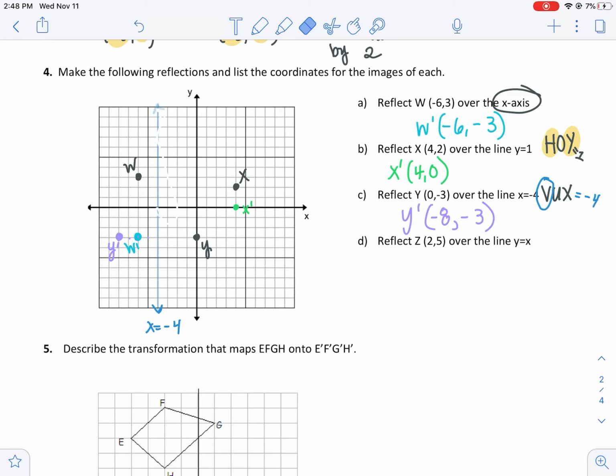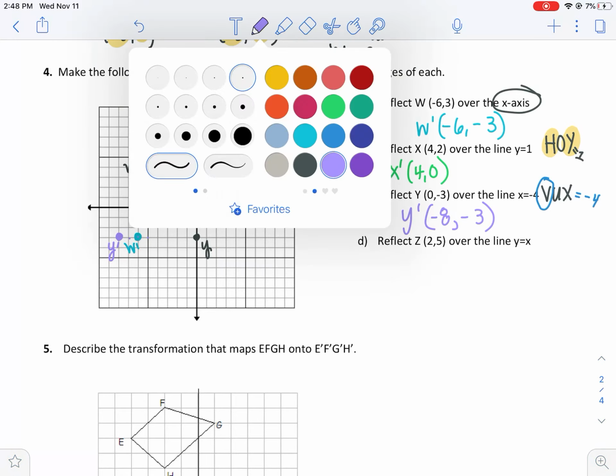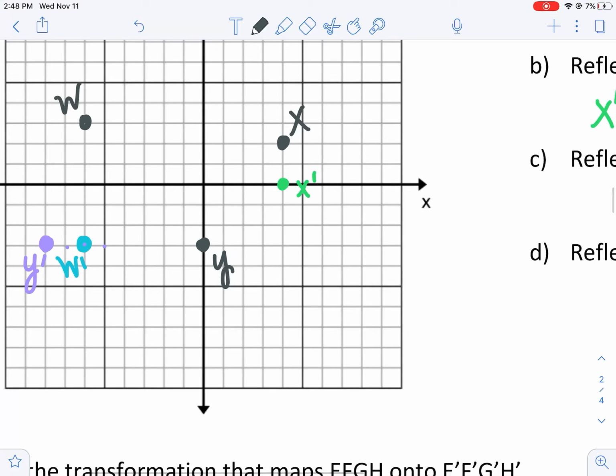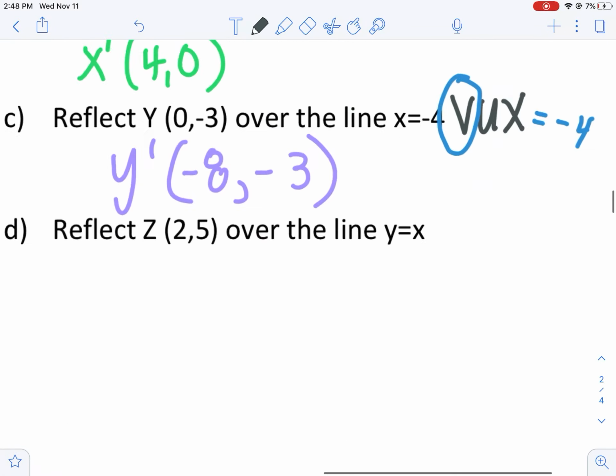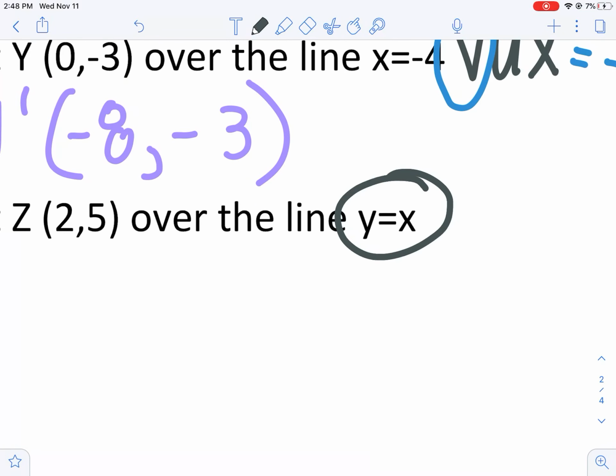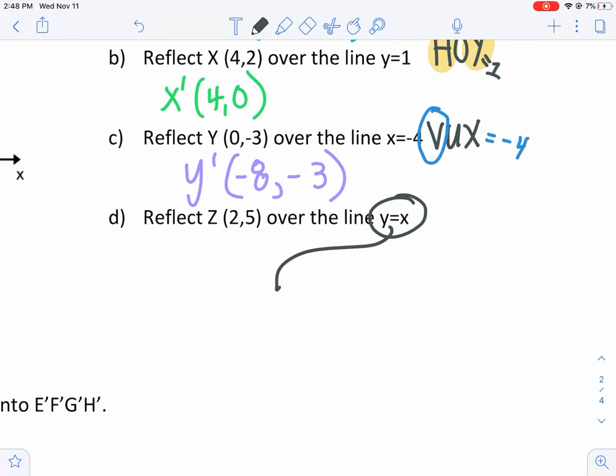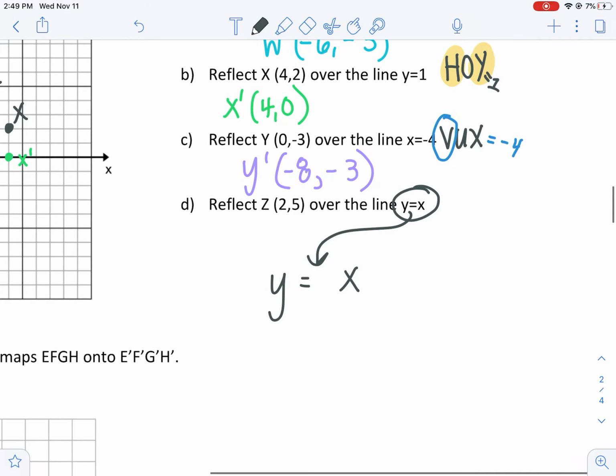Last one. We are going to reflect Z at (2, 5) over the line y equals x. Now, this is the big one. Y equals x. We've got to really think back to Algebra 1, really think back to when we did parallel and perpendicular slopes and we graphed our lines.